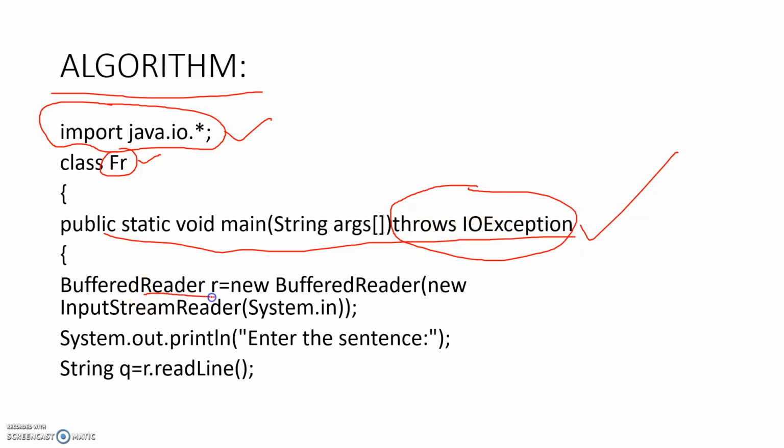Then BufferedReader r equal to new BufferedReader, new InputStreamReader System.in. We are creating one object of the BufferedReader class. Then System.out.println, enter the sentence. We are taking input from the user as a sentence. Then String q equal to r.readLine. We are storing that sentence in the variable q, whose data type is String. You should not take char, because char is only one character and multiple characters are combined in the case of a string. So String q equal to r.readLine.